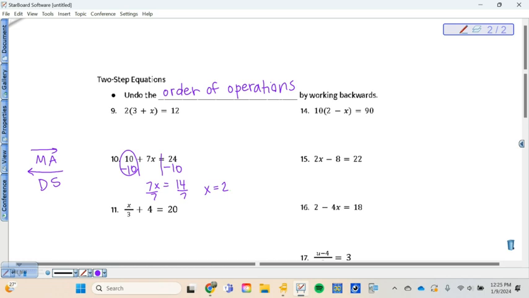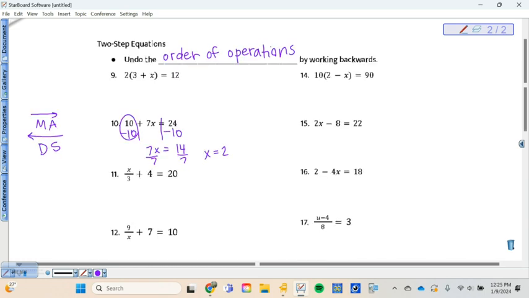What about number 11? What are the two operations we have? Very good. Division and addition. So really similar to the last one, right? The division would come first and then the addition. So then we have to undo the addition first by subtracting and then undo the division by multiplying, right?